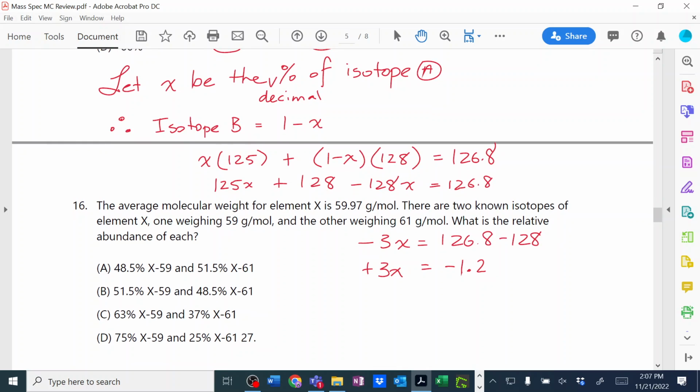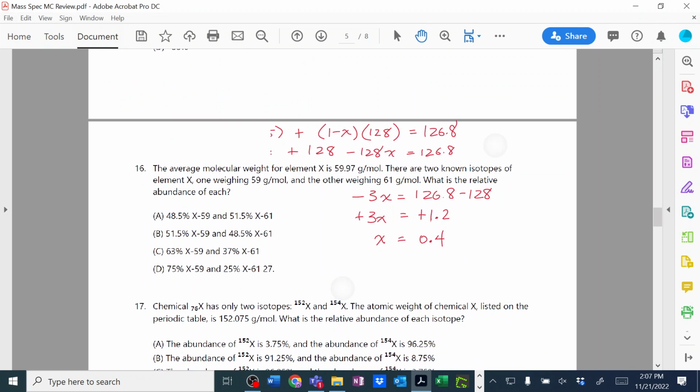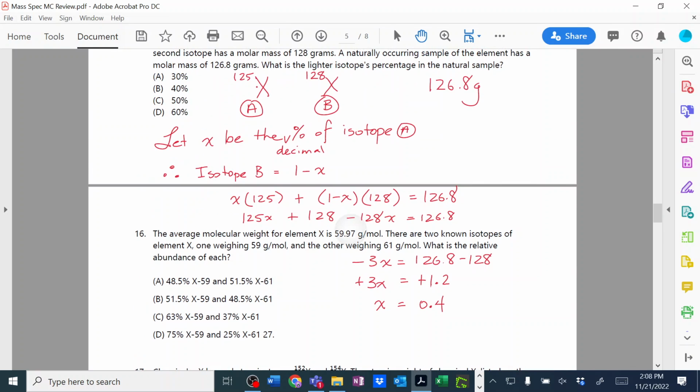And so that means I can get rid of those negative signs, right? And then I can go x is equal to 0.4. And let's remind ourselves, what did I call isotope A? I called isotope A the lighter isotope. And we wanted the lighter isotope's percentage, so that is going to be 40%.